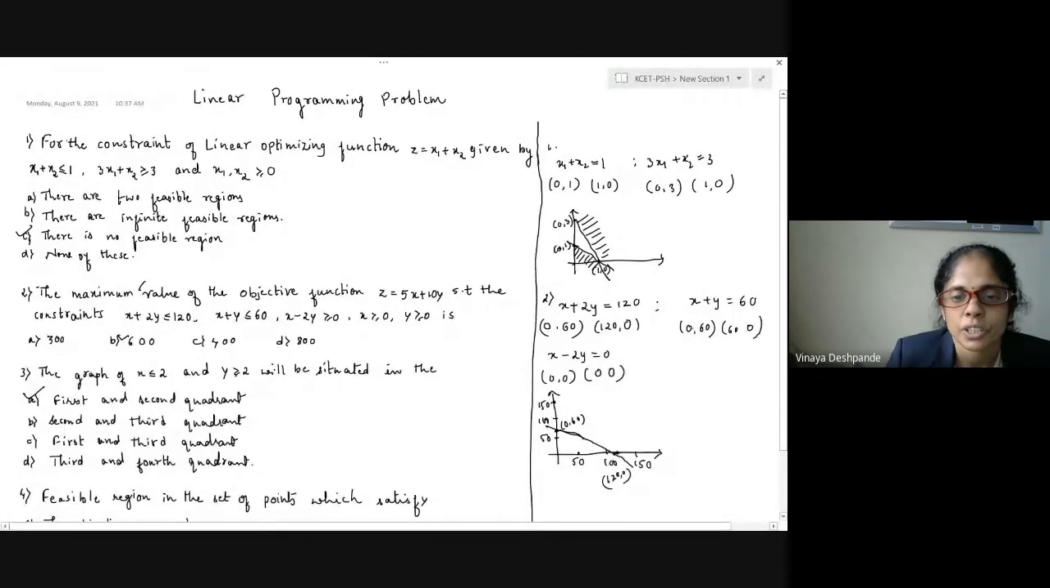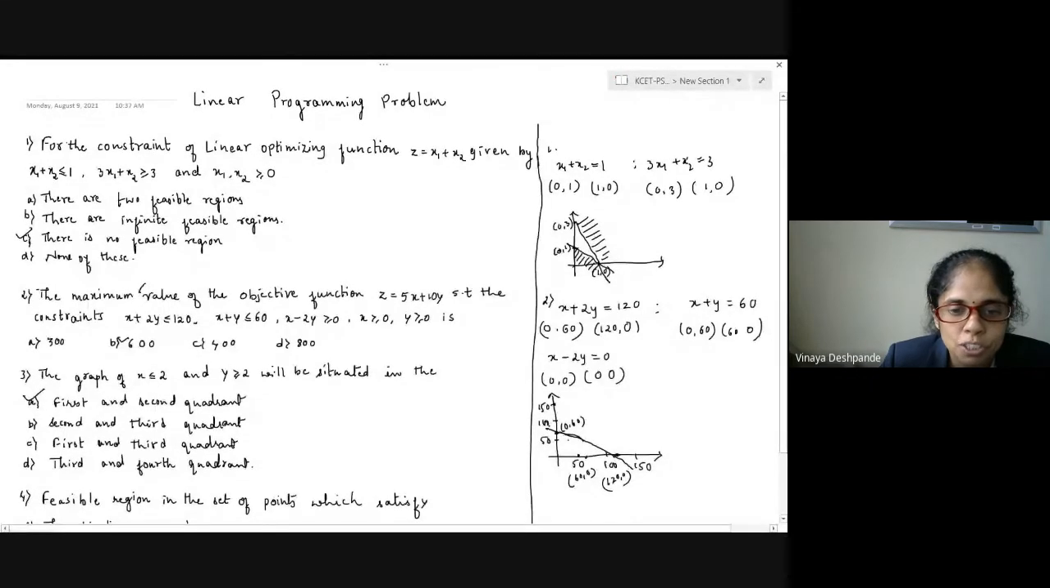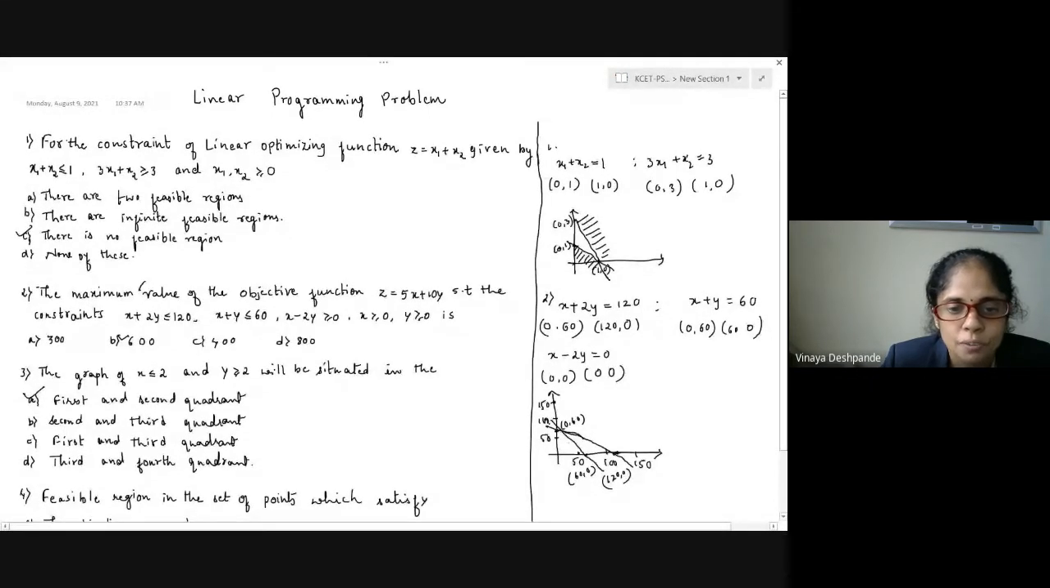Next. X is 0, Y is 60, again somewhere here only. Then X is 60, Y is 0, here. So I'll write the point, so that you find it easy while substituting the points. Join these 2 points. Next is 0, 0, a question doesn't arise. So this is 0, 0, y-axis, x-axis, right?